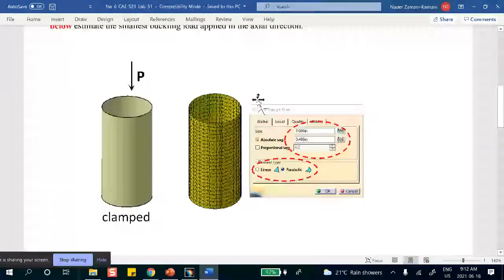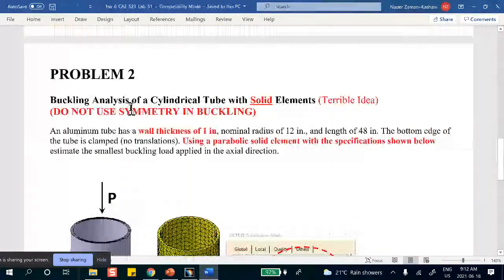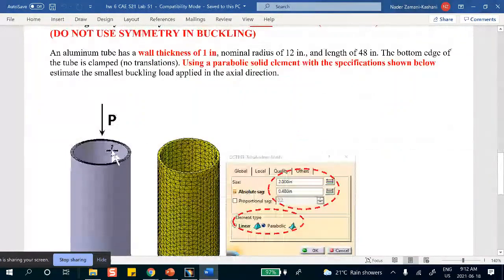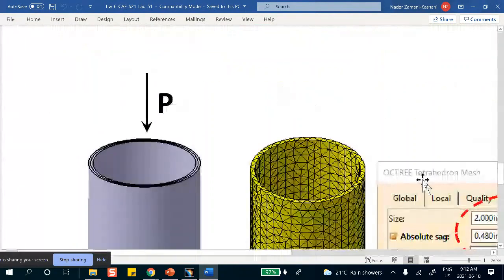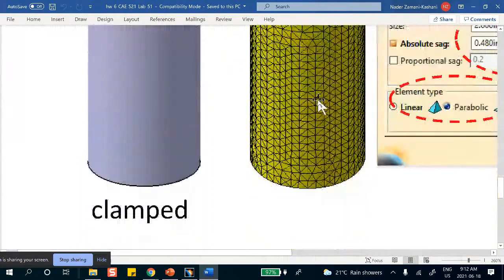Now, the people in lab 52 are asked to submit problem 2. You're asked to submit problem 1. They're asked to submit problem 2. The only difference between problem 1 and problem 2 is that here you're asked to model it as solid elements. Okay, you can see that these are solid now.